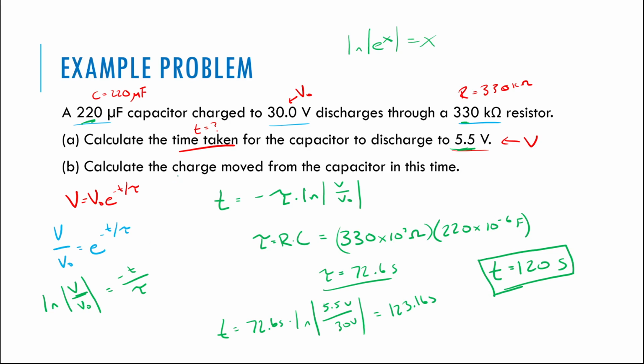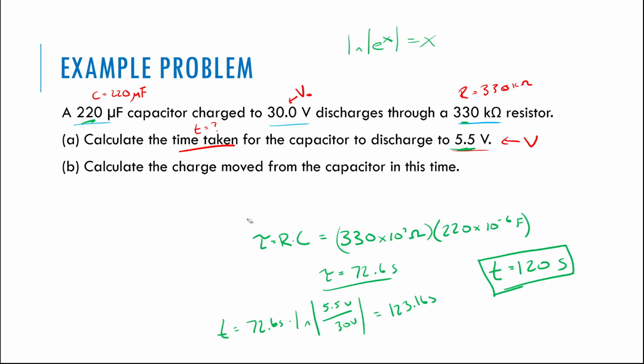That's how you do these discharging equations. Not too bad. Let's try B real quick. So B is about charge moved from a capacitor in this time. So think about that. You try that. Go ahead. Give it a shot. Think about what other data booklet equation you might be able to use for the charge on a capacitor and what we mean by charge moved. So try.